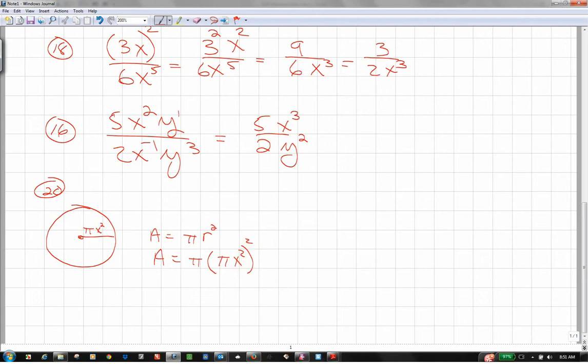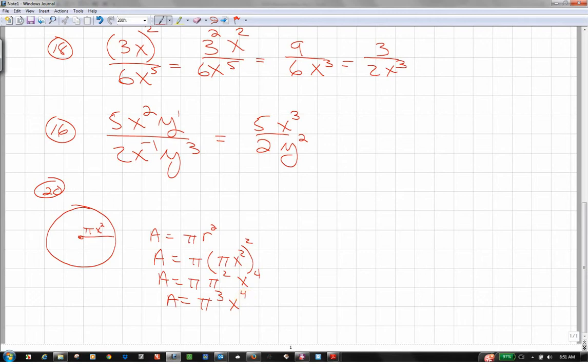That's the radius. So let's go ahead and distribute the exponent, 2. Now the exponent will distribute to the pi that's inside the parentheses, giving me pi squared. The x squared times 2 is x to the 4th. So now I have the area is equal to pi cubed x to the 4th.